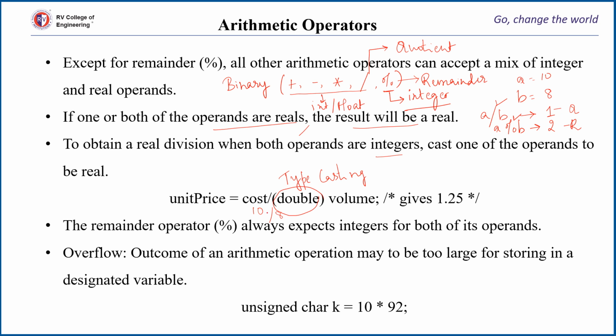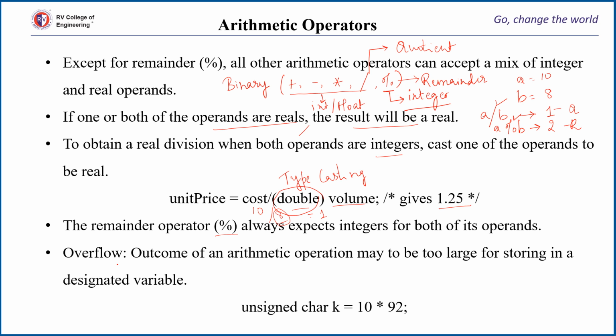I mean to tell, we get the result in terms of fractions. Now, if I perform this without typecasting, I will get the answer as 1. To get the appropriate answer, I need to typecast this to a floating point value. So, when I typecast this value to a float, it will be real by real division, and I get the answer appropriately as 1.25. As discussed, remainder modulus always expects integers for both of its operands.